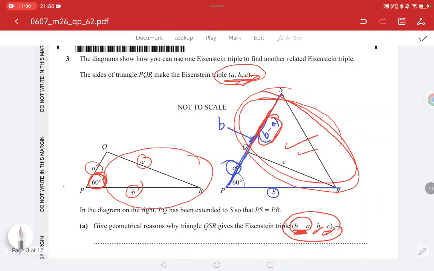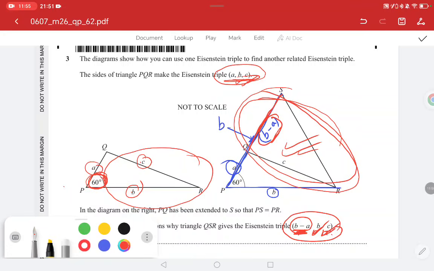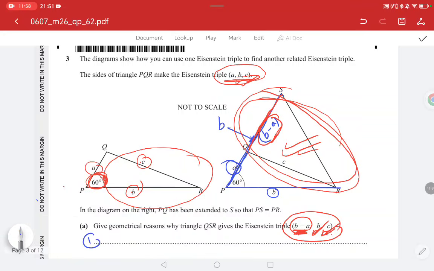So again, our goal is, number one, to show that we have a side called B and a side C and a side B minus A. And the second thing is to prove or show that we have an angle of 60 degrees in this triangle. Okay, so let's take this step by step. Step number one: what we just said, I will write this, that PS equals PR, and PR is B.